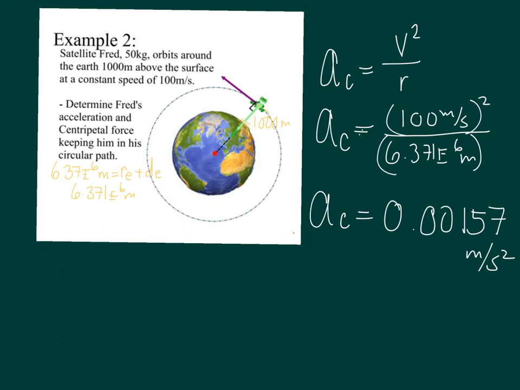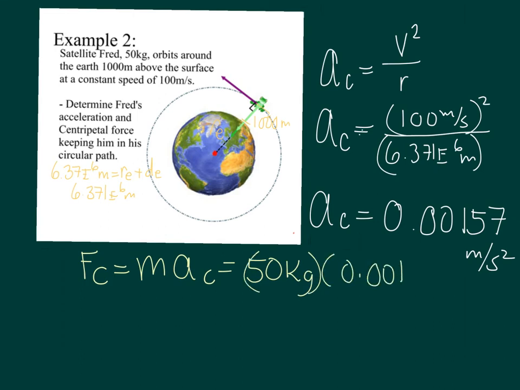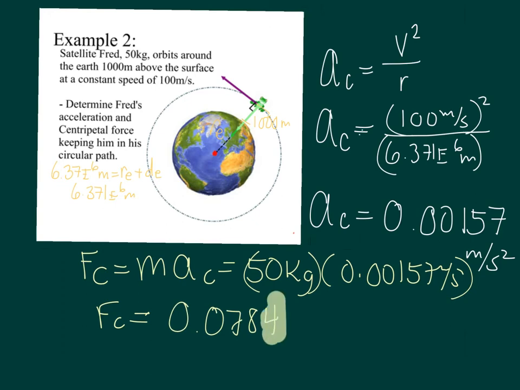Okay, now we're asked to find the centripetal force for Freddy. We simply multiply the acceleration that we just found by the mass to find the centripetal force. Centripetal force would be 50 kilograms multiplied by the acceleration of 0.00157 meters per second squared. Centripetal force is therefore 0.0785 newtons. Okay. Easy as pie.